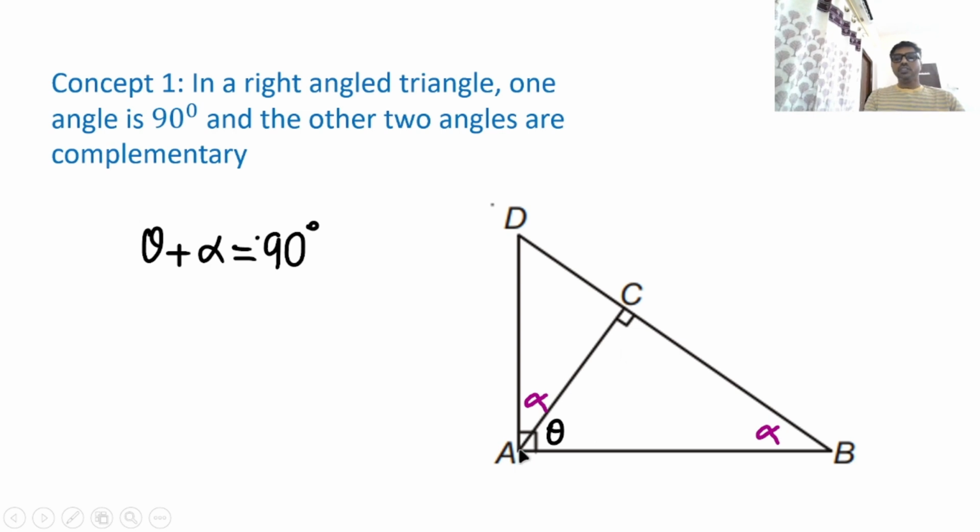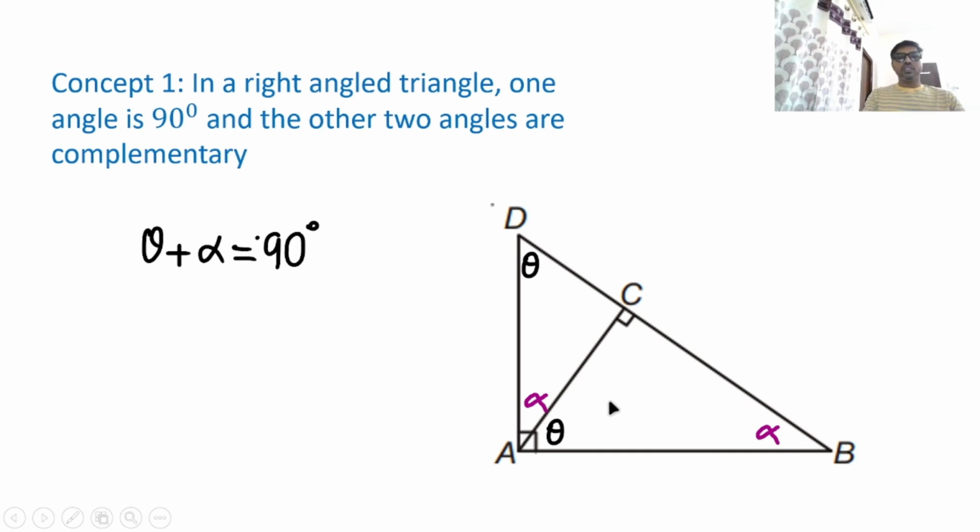Now let us focus on the other right angle triangle, the smaller one, ACD. In that, you know C is 90 degrees. Then the other two angles have to sum up to 90 degrees. They are complementary. So if one is alpha, the other one has to be theta. So alpha plus theta equals 90 degrees. So we got two sets of angles here.